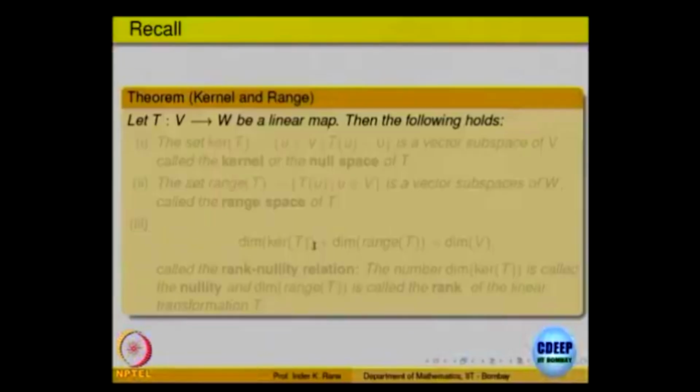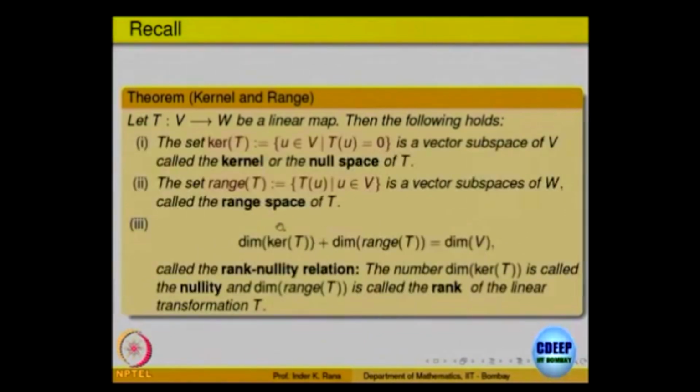Let us begin today's lecture by recalling what we had done last time. Given a linear transformation from a vector space V to W, we defined what is called the kernel of that linear transformation. That was all vectors in the domain whose image is the 0 vector. That is called the kernel or the null space of the linear transformation.